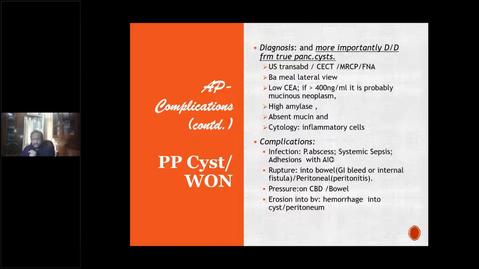It can rupture into the bowel, leading to GI bleed or internal fistula, or it can rupture into the peritoneum, giving rise to peritonitis. Pressure on the common bile duct or bowel can occur, and it can erode into a blood vessel, giving rise to hemorrhage into the cyst or into the peritoneum.